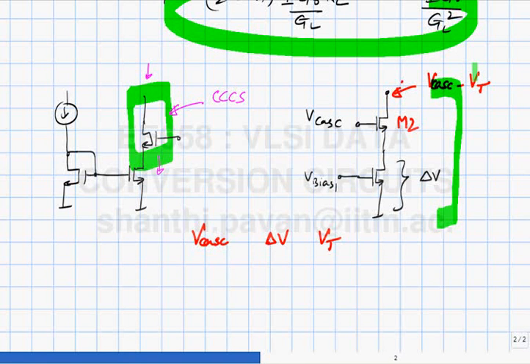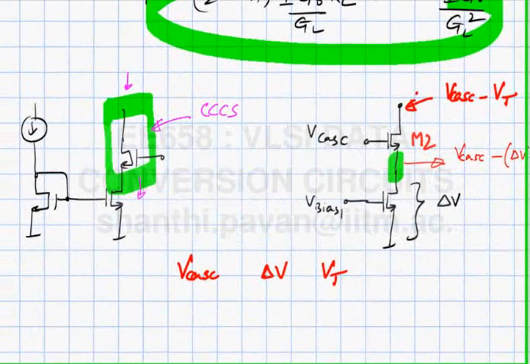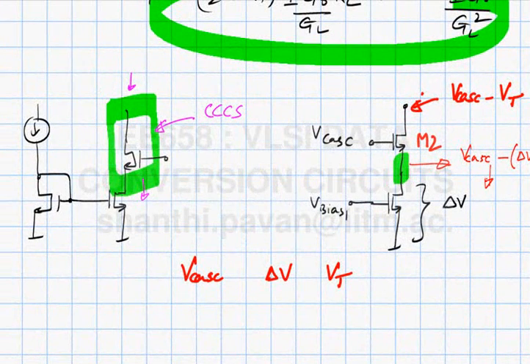If the gate potential is V cascode, what is the source potential here? V cascode minus VT plus delta V. The source potential is nothing but the gate potential minus the gate source voltage. The gate source voltage, assuming it's carrying a current I which corresponds to an overdrive of delta V, is delta V plus VT. So the source potential is V cascode minus VT minus delta V. Now how high must this be to ensure that M1 is in saturation?